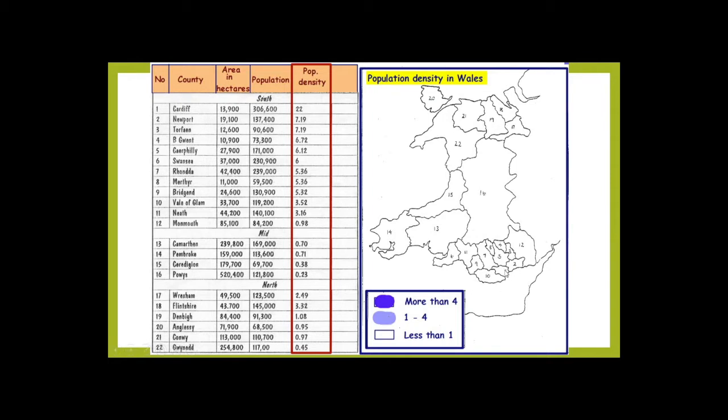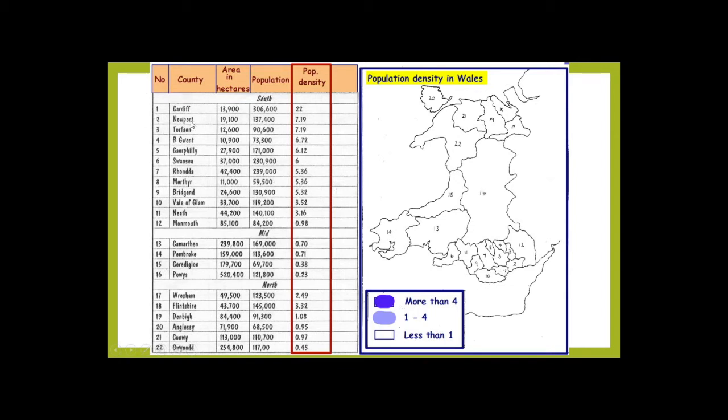You then look at the area on the map, in any order you like really, but I'd suggest going chronologically. So number 1 is Cardiff. Cardiff has 22 people per square kilometre. According to my key, what colour am I going to colour Cardiff? 22 is more than 4, so number 1 will be dark blue.